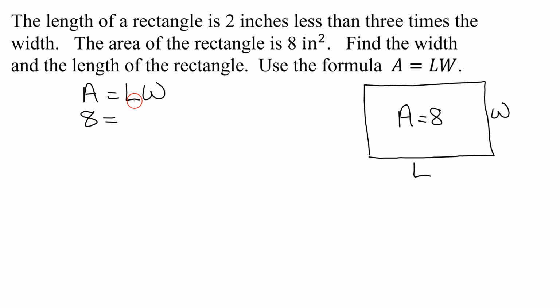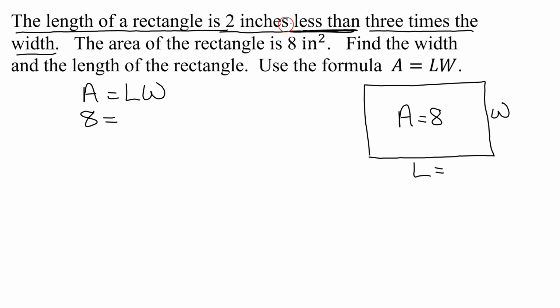Now I'm either going to have to write the length in terms of the width or the width in terms of the length. So let's look at our first sentence. The length of a rectangle is. That translates to L equals 2 inches less than 3 times the width. Be very, very careful with less than. This is the one that most people mess up on.